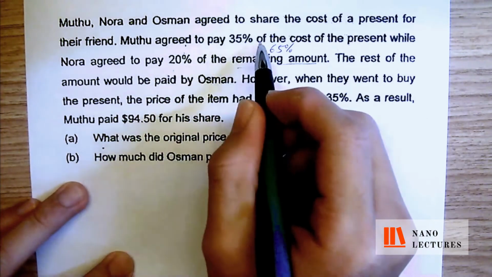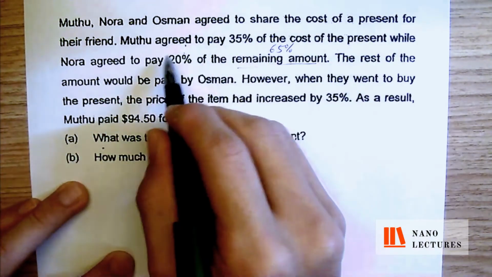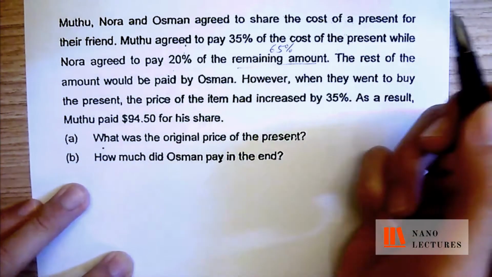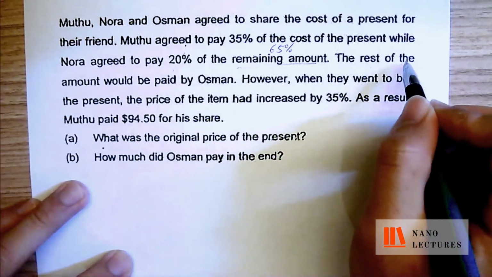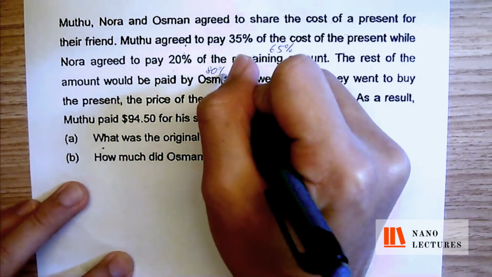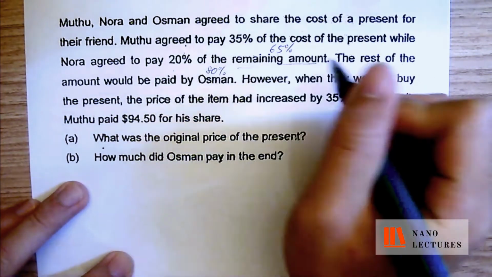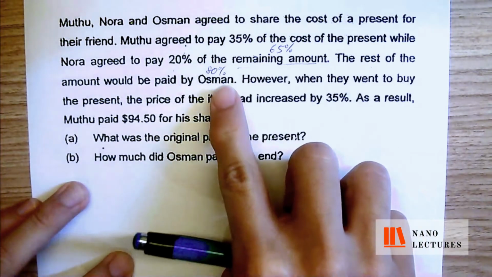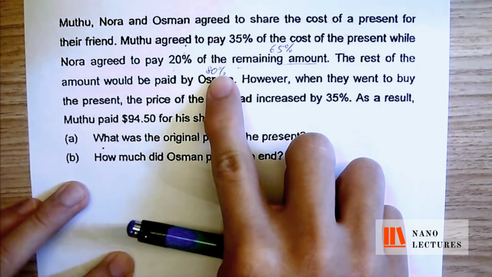Muthu paid 35% of the overall. Nora paid 20% of the 65%. Now, they said that the rest of the amount would be paid by Osman, which means that Osman paid 80% of the remaining as well. Okay, so take note that it is not 80% of the overall cost.